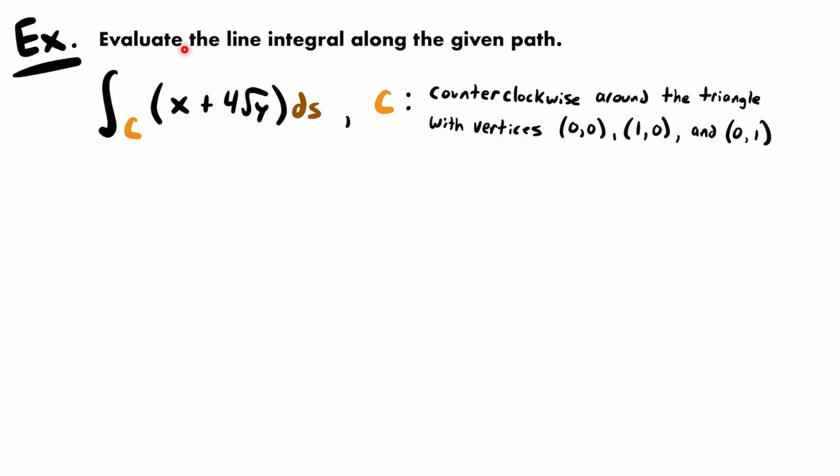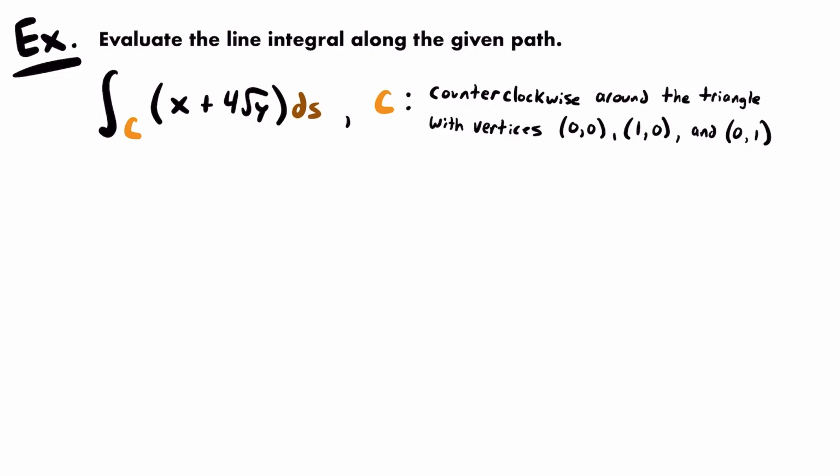Next up, we want to evaluate the line integral along the given path, and we have the integral over C of the quantity x plus 4 times the square root of y times ds, where the path C is counterclockwise around the triangle with vertices (0, 0), (1, 0), and (0, 1). Okay, so we have a different type of path than what we've had in previous examples, although it does share some similarities with something that we've already done.